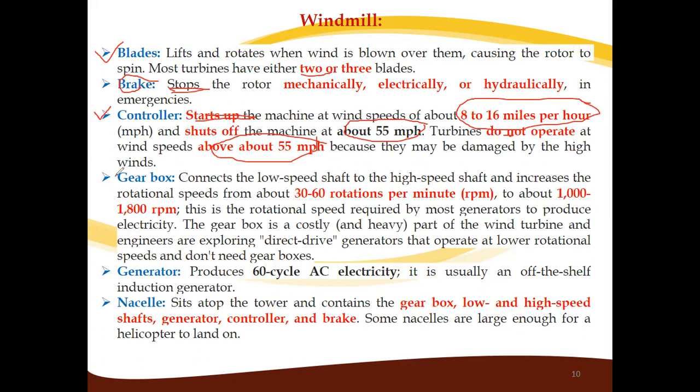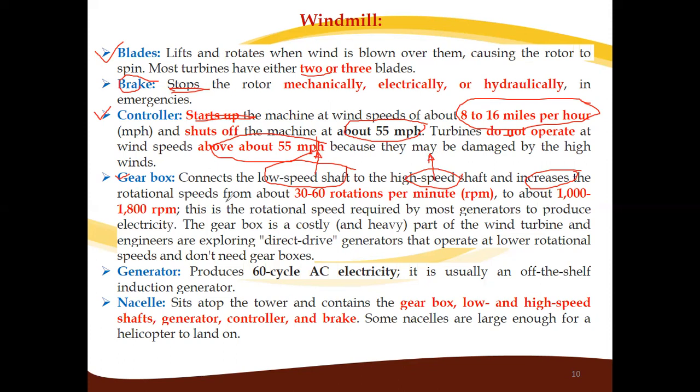Next part is the gearbox. This gearbox connects two shafts. One is the low speed shaft from the blade or rotor, and the second shaft is connected to the generator. So it connects the low speed shaft to the high speed shaft. The low speed shaft is of the rotor of the blade, and the high speed shaft is the shaft of the generator.